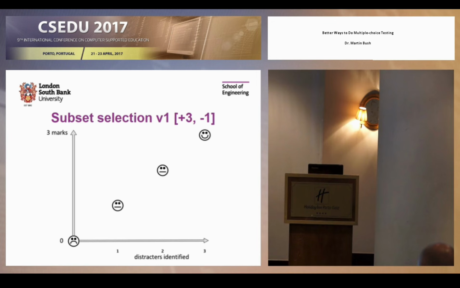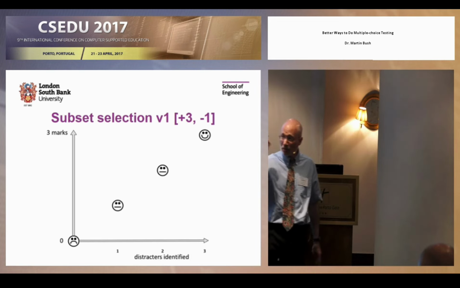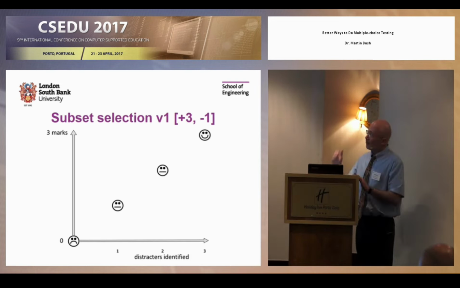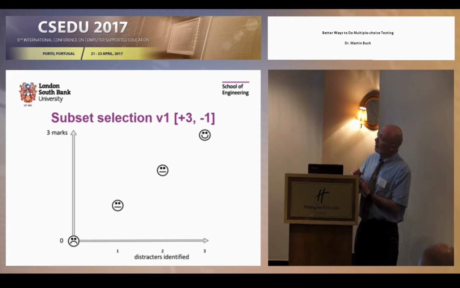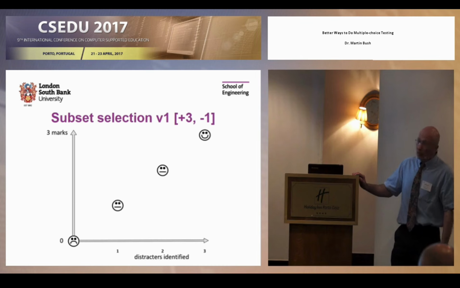Okay? If they can identify 1 distractor, they're getting 1 mark out of 3, because that says they're getting +3, -1, -1. So they're getting 1 mark out of 3. Okay, so that was the test format that we used for many years. And that works on paper.